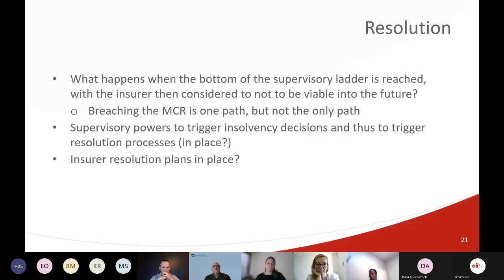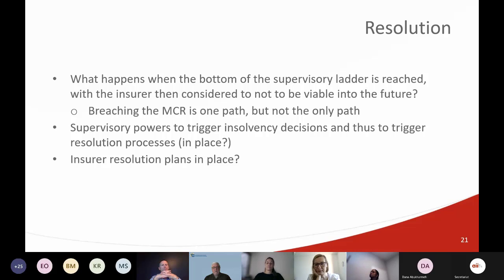And it means that supervisory powers to trigger insolvency decisions are also important. So supervisors need processes in place to support making the exit from the industry orderly, and especially for policyholders. And these processes should be set up before the event occurs, so you're not inventing them on the fly, because that doesn't work well. And capital requirements play an important role here, but not the only role.